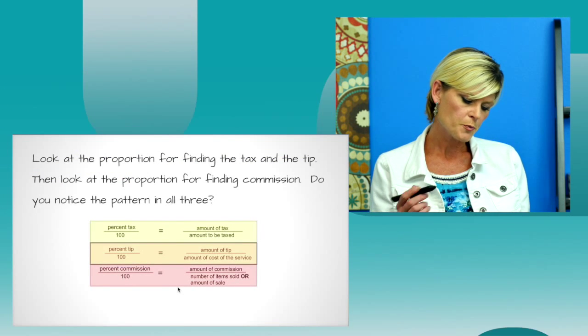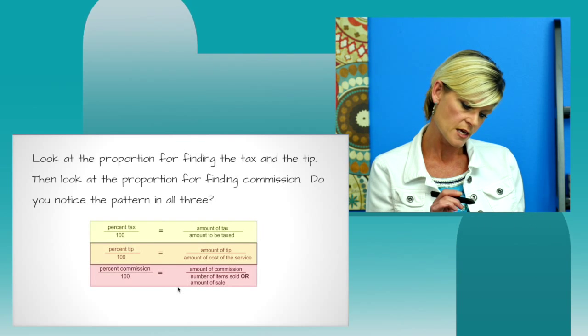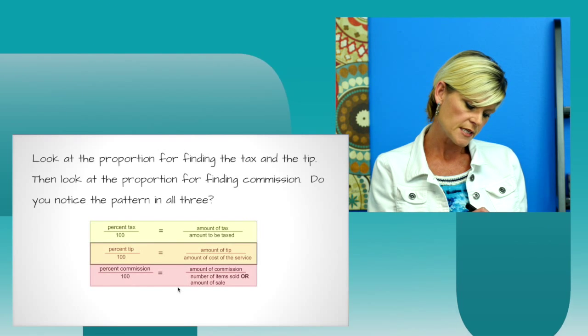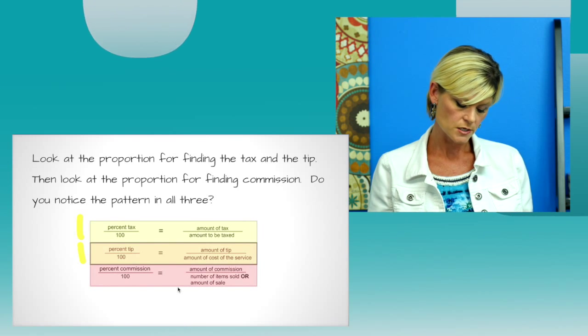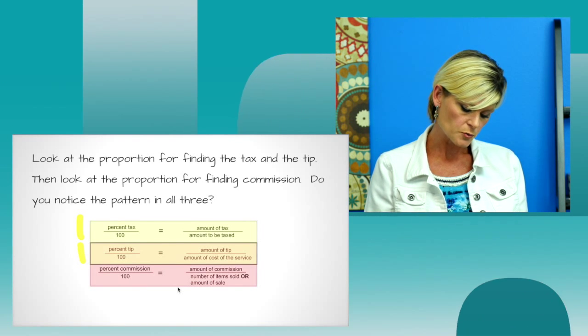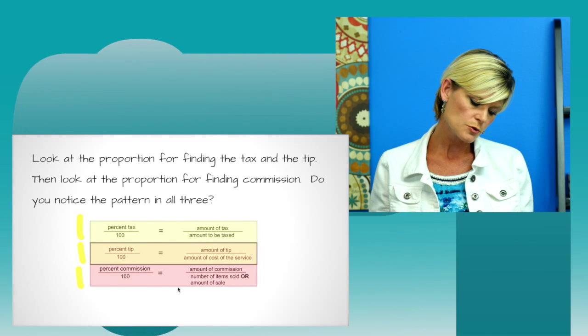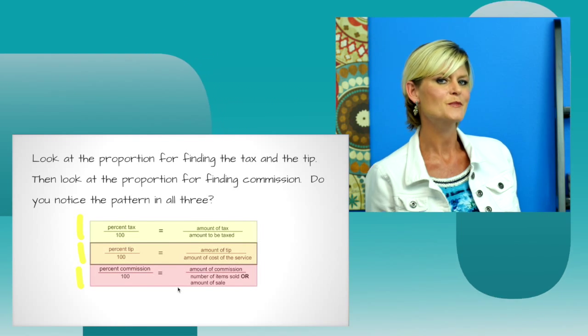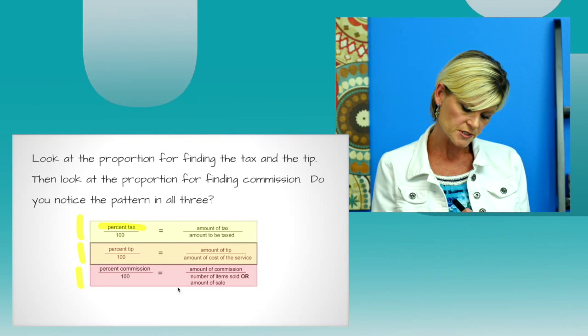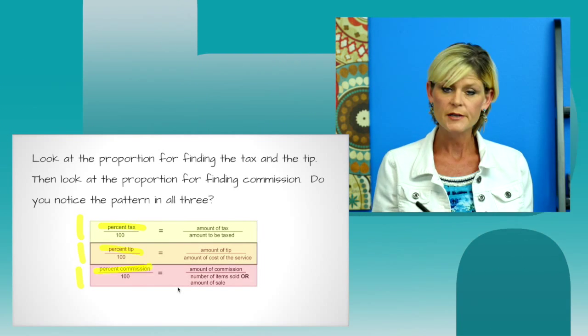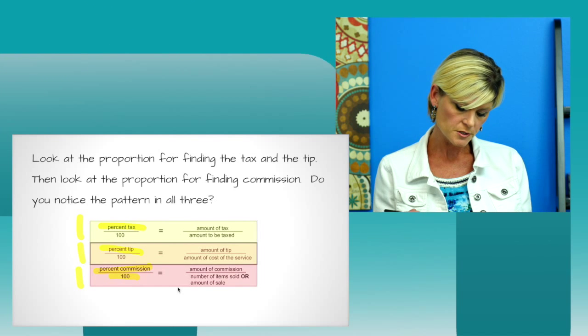All right, look at the proportion for finding the tax and tip. The yellow is tax and the orange is tip. That's what we discussed in our last video. And today we're going to be talking about the percent of commissions. Do you see any kind of a pattern in these? I'm guessing you probably will. The percent is always over 100. Percent tax, percent tip, and percent commission are all over 100.